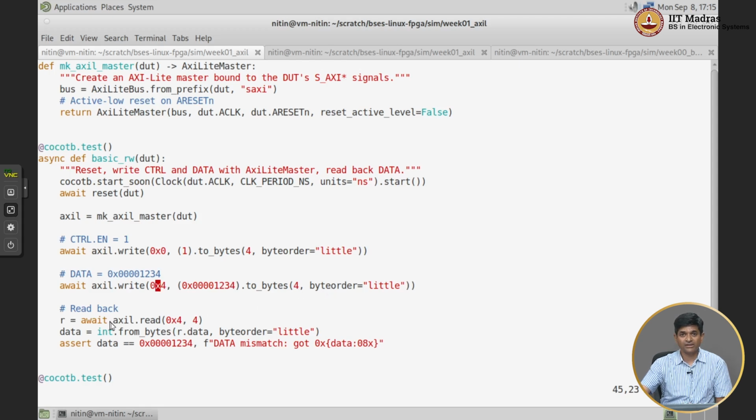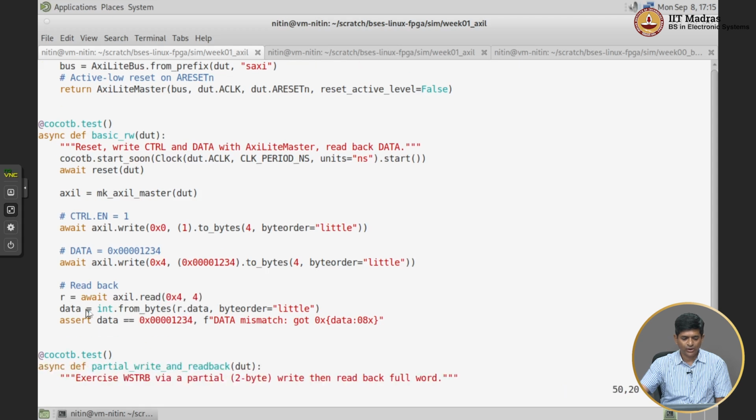How do I test whether this worked? I read back from 4. How many bytes? I read 4 bytes. I convert those bytes into an integer and verify that they actually match the value 1234, which was what I wrote originally to start with. Okay. So this looks like a reasonable test.